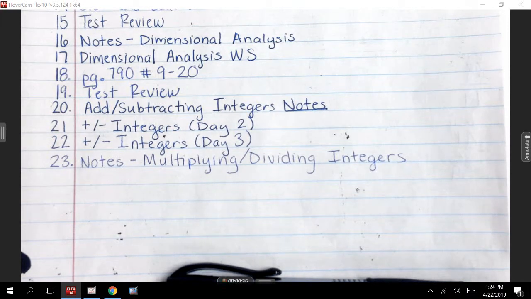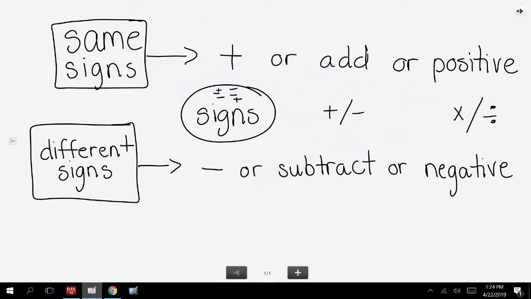All right. So guys, just a quick reminder. We've been talking about same signs and different signs here, where my same sign, if I circle the signs, that's that plus minus where we change it. If I'm adding, subtracting, if they're the same, we add. If they're different, we subtract. Remember, plus, add, and positive are the same type of thing, right? Minus, subtract, and negative are the same type of thing, correct? So when I'm multiplying and dividing, this rule still works.